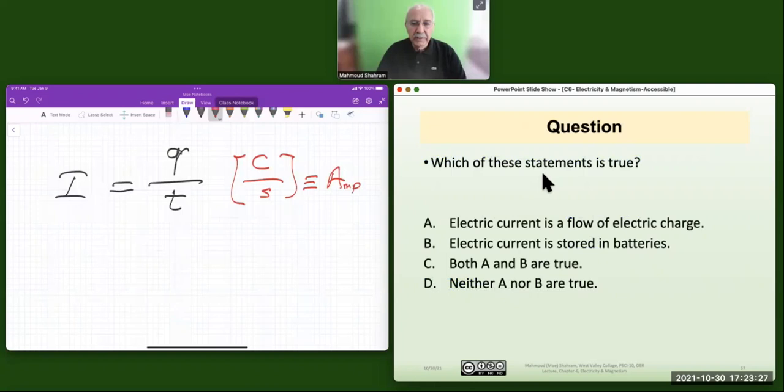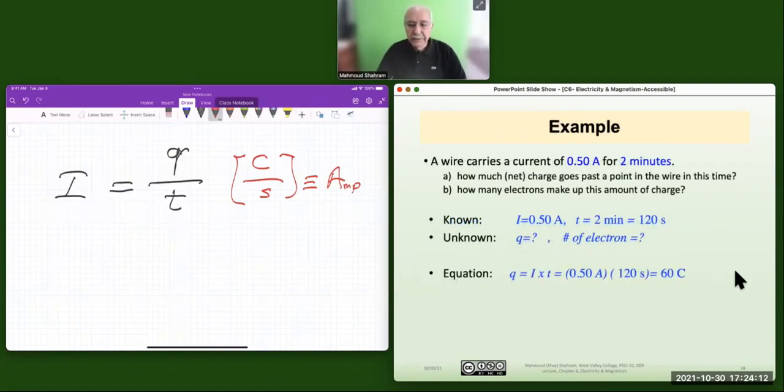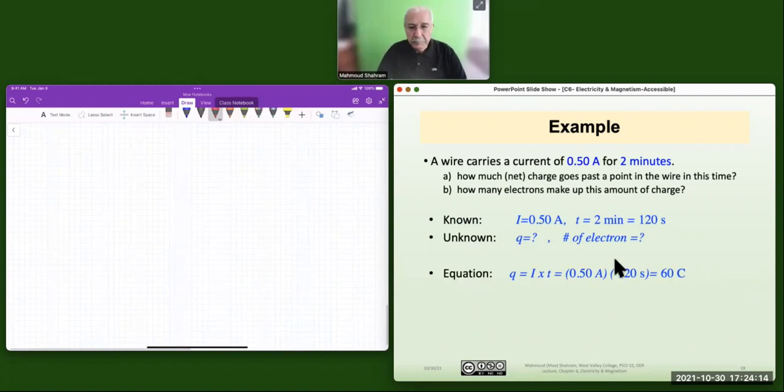Which of these statements is true? Electric current is a flow of electric charge. Electric current is stored in a battery. Nothing is stored. A battery basically has a potential difference and pushes the electric charge to go through the circuit. The current is not stored. Let's do an example here. Let's say we have a wire that carries I, let's say I is equal to what?